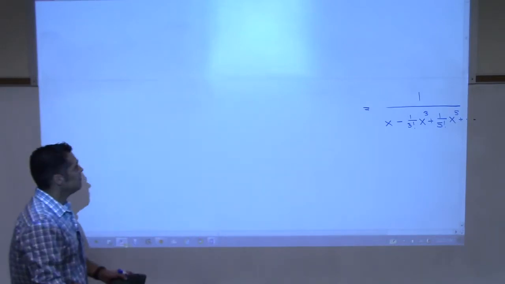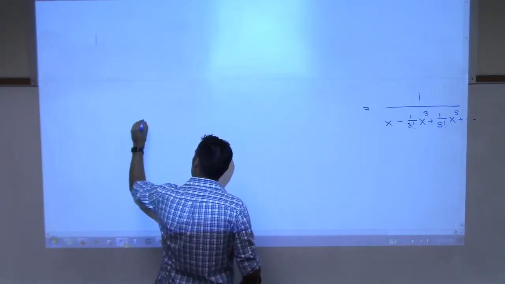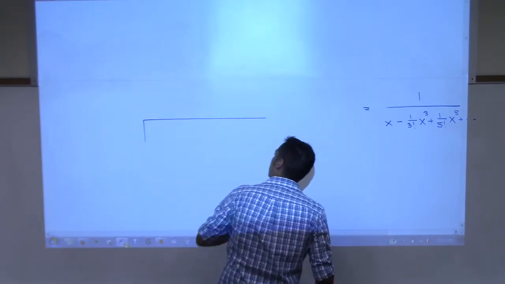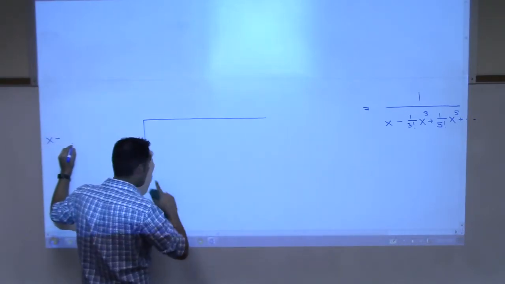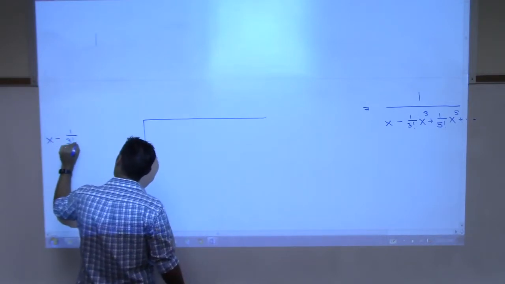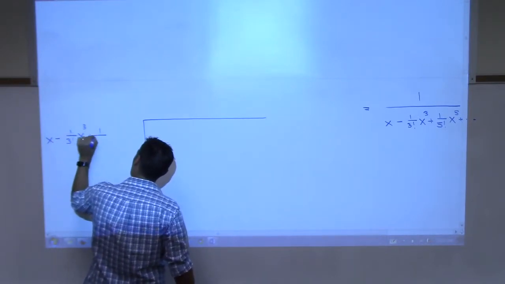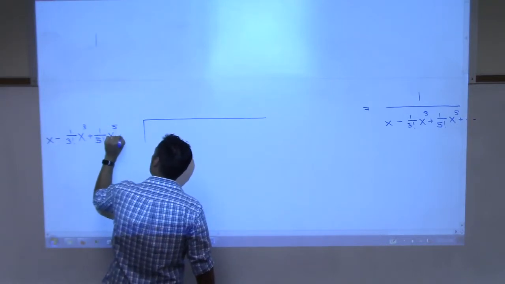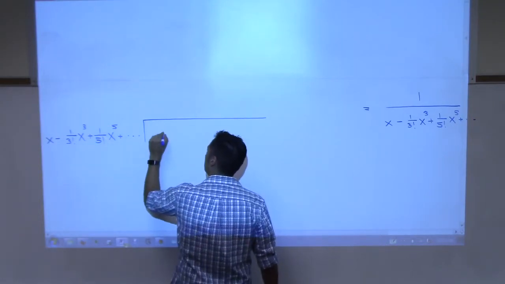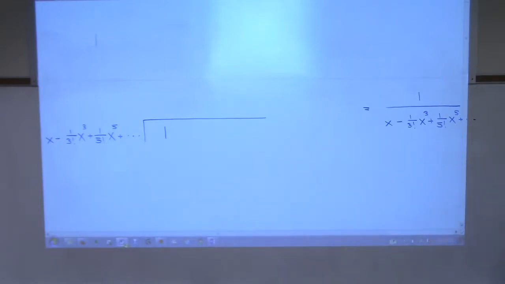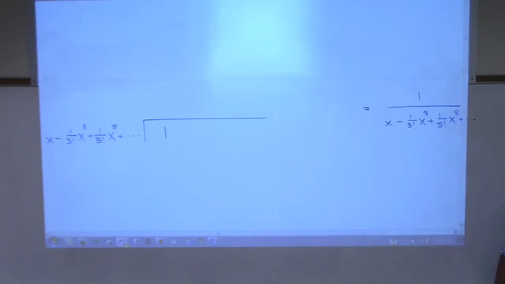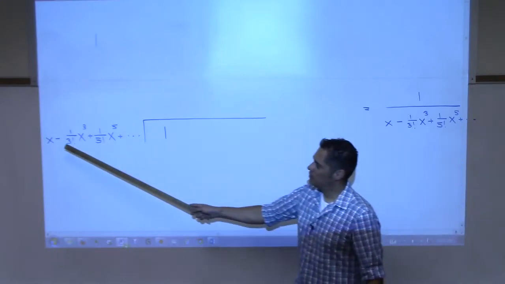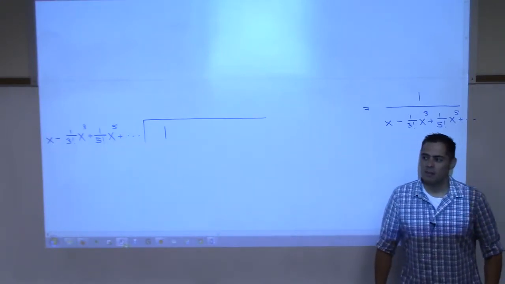Long division. How do we do long division? We put the stuff that we're dividing in on the outside, x minus 1 over 3 factorial x to the third plus 1 over 5 factorial x to the 5th plus dot, dot, dot. And on the inside, we put 1. Now you have to ask yourself the question, what do you multiply x by to get 1? X to the negative 1.